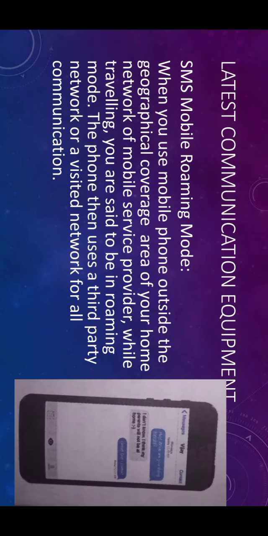Let's talk about the latest communication equipment. SMS mobile roaming mode. When you use a mobile phone outside the geographical coverage area of your home network of mobile service provider while traveling, you are said to be in a roaming mode. The phone then uses a third-party network or a visited network for communication. For example, children, when you are traveling to Goa from Belgaum, that time you are on a roaming mode and your cell uses the third-party network. Okay?